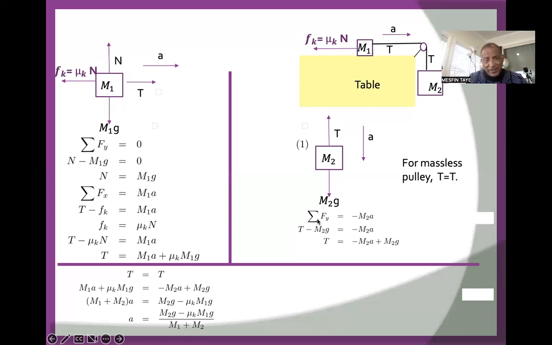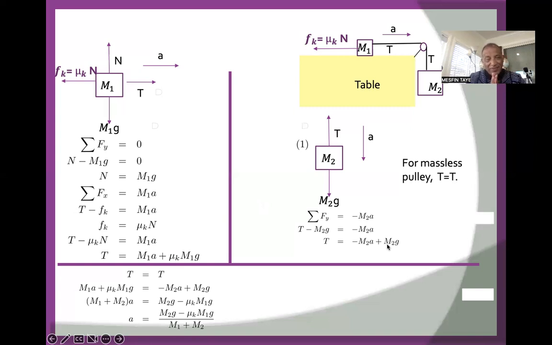Sum of the forces in the y direction: tension is positive because it's upward. This force is positive in the positive y direction. m2g is negative. Why negative? Because the force is downwards. So T minus m2g is equal to minus m2a. Why minus? Because it's downward, so negative. So tension is equal to minus m2a plus m2g.